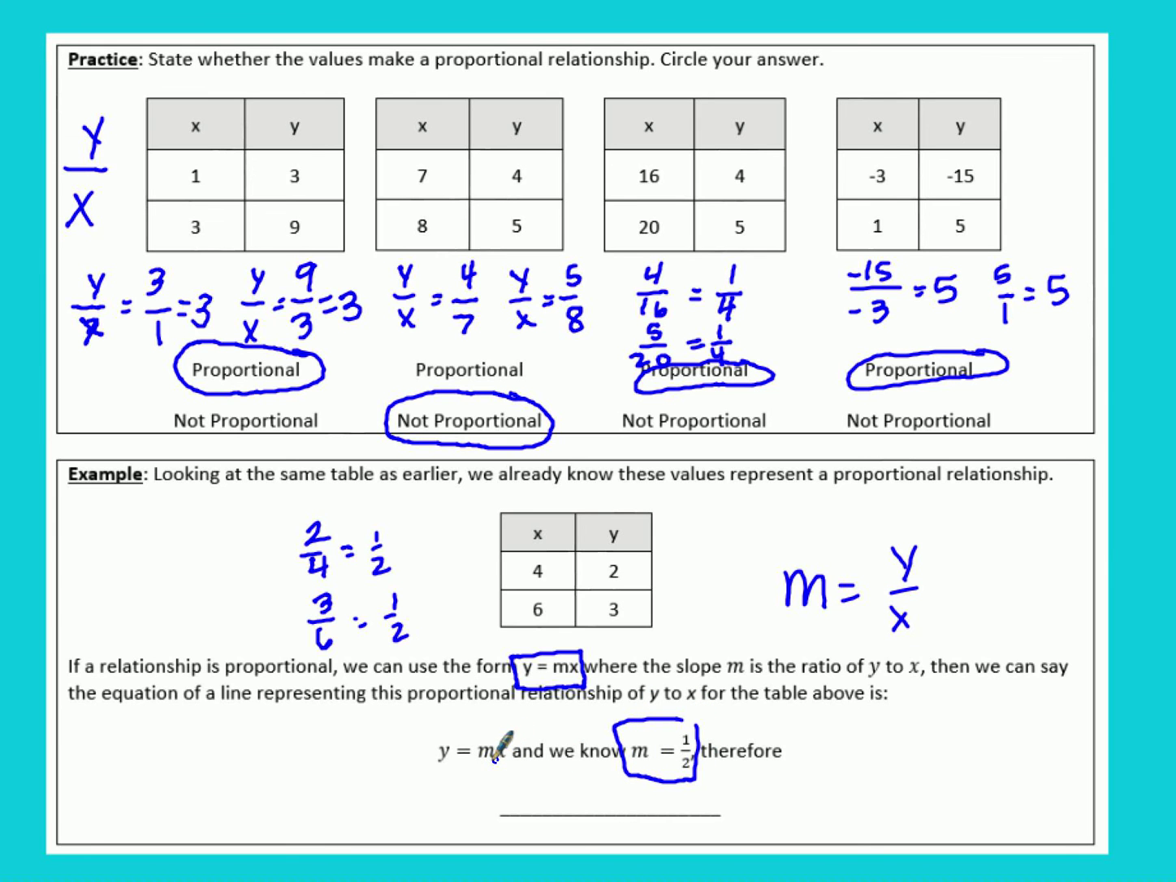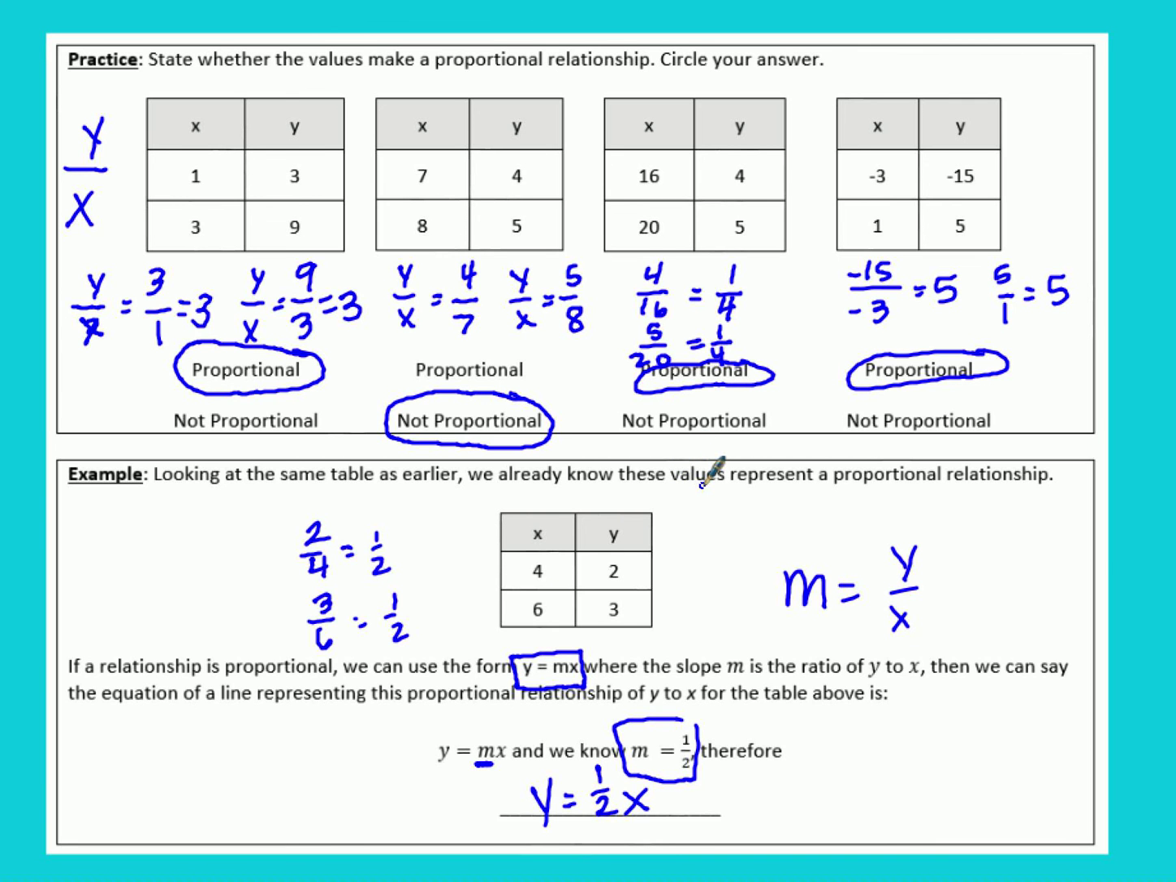So all we have to do is take this formula, y equals mx, and where it has an m, we're just going to plug in the value that we have for m. So the y equals comes down, our m is 1/2, and then x comes down as well. And then this becomes the general rule for this table of values here. So that would mean that any x value that you plug in here, you'll get a y value that comes out of here that's going to be on the graph of this line.